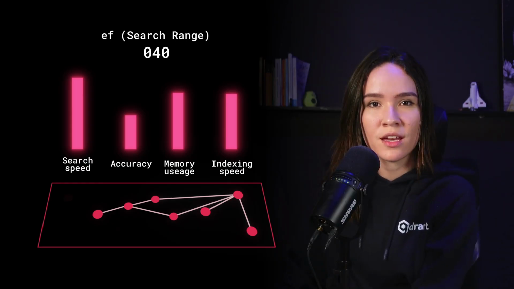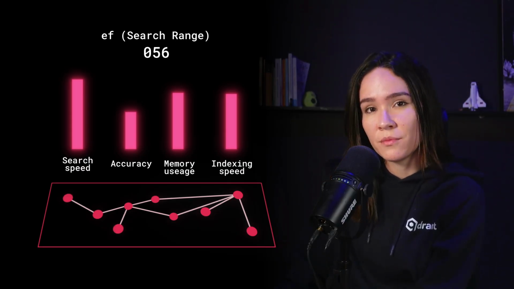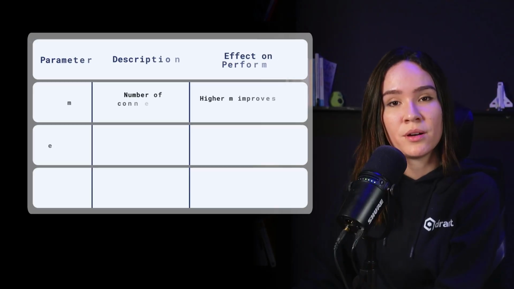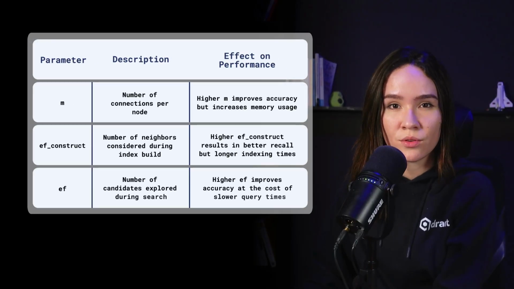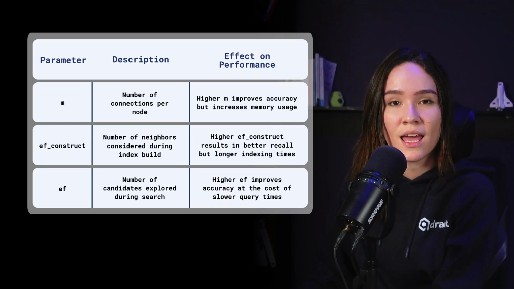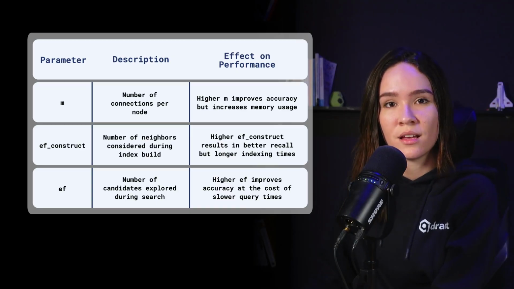Good values for the EF parameter can range from 50 to 200, depending on how much accuracy you're willing to trade for speed. In this table, you can find an overview of the parameters, and remember that tuning your HNSW can really define the accuracy, the speed, and the performance of your system.